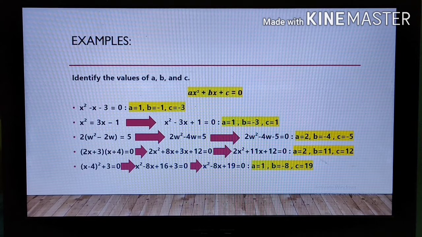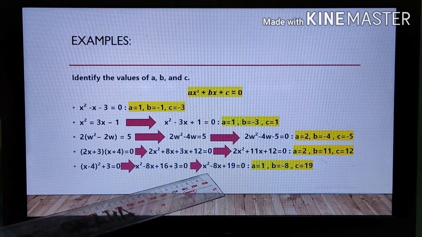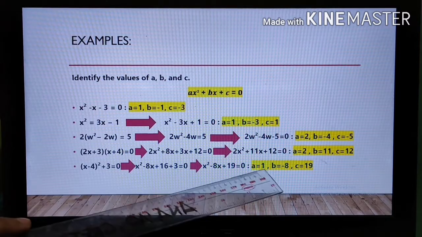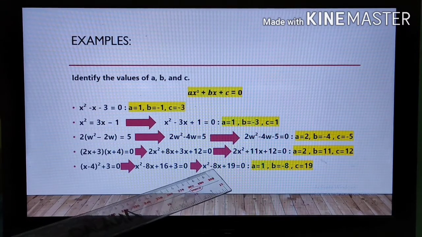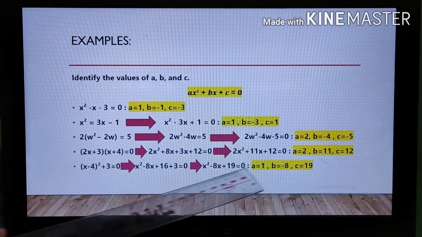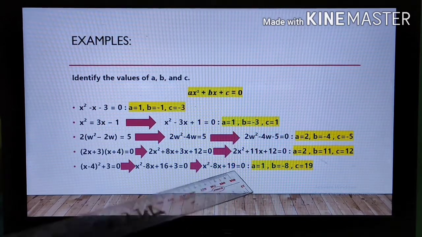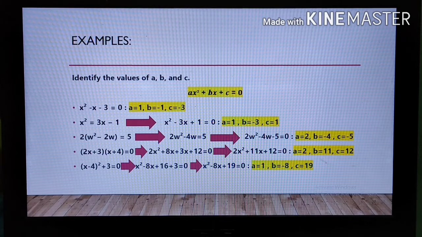You can now identify the values of A, B, and C. So, A natin is 1. Yan, 1. B is negative 8. Yan, negative 8. Then C is 19. Yan. So, yun na guys.